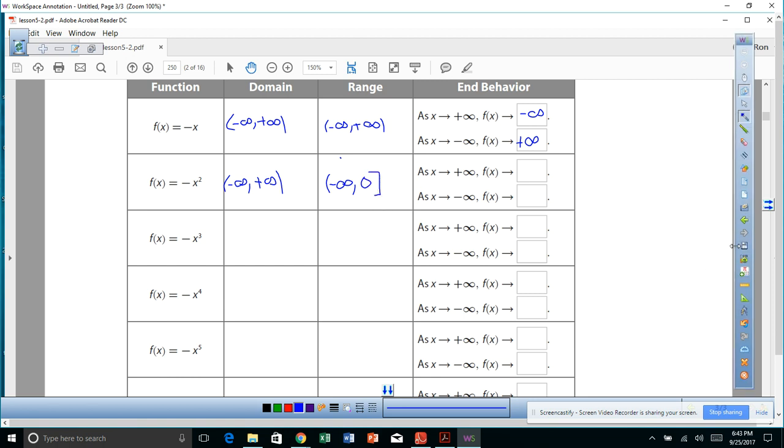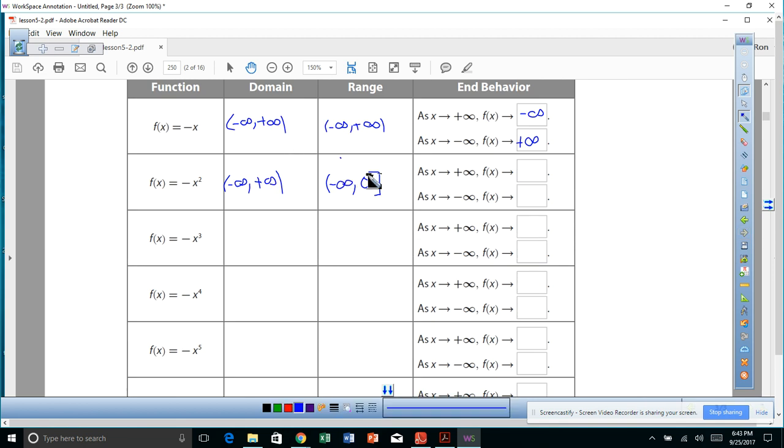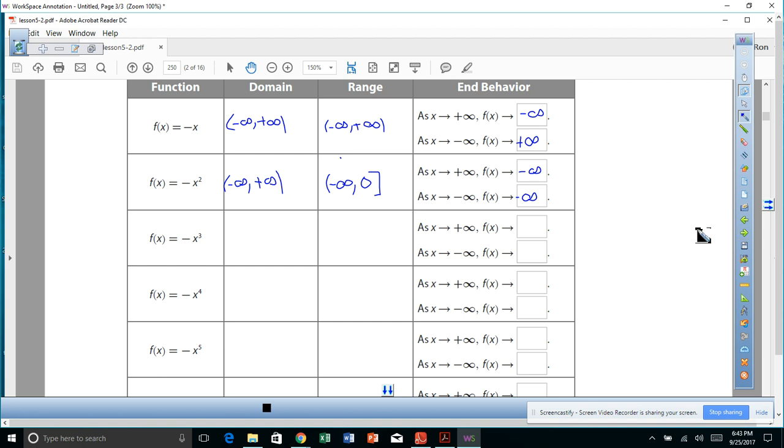How did that compare to last time? It went from 0 to positive infinity, and now it goes from negative infinity to 0. And as x approaches positive infinity, f of x approaches negative infinity. As x approaches negative infinity, it approaches negative infinity. And what did it do on the other? On the other, it approached positive infinity on both. Now it's approaching negative infinity.